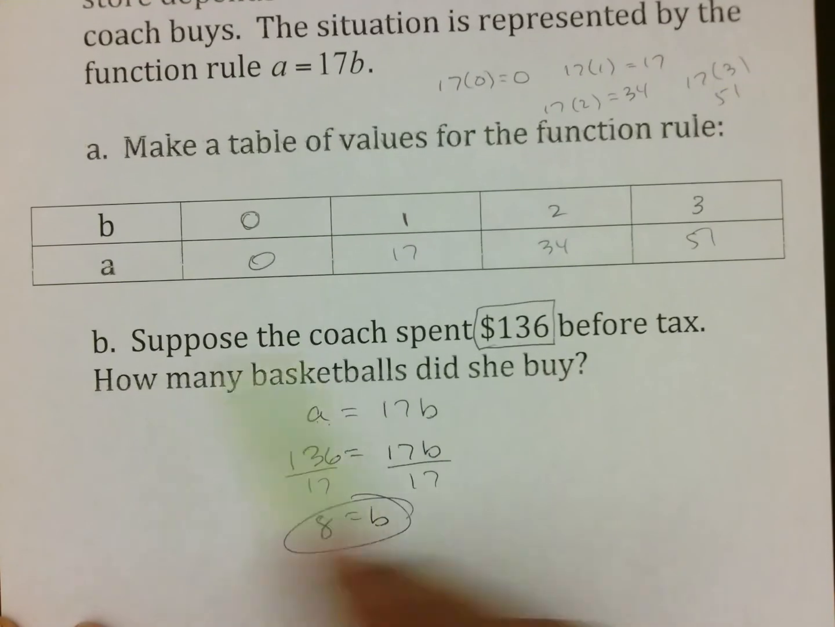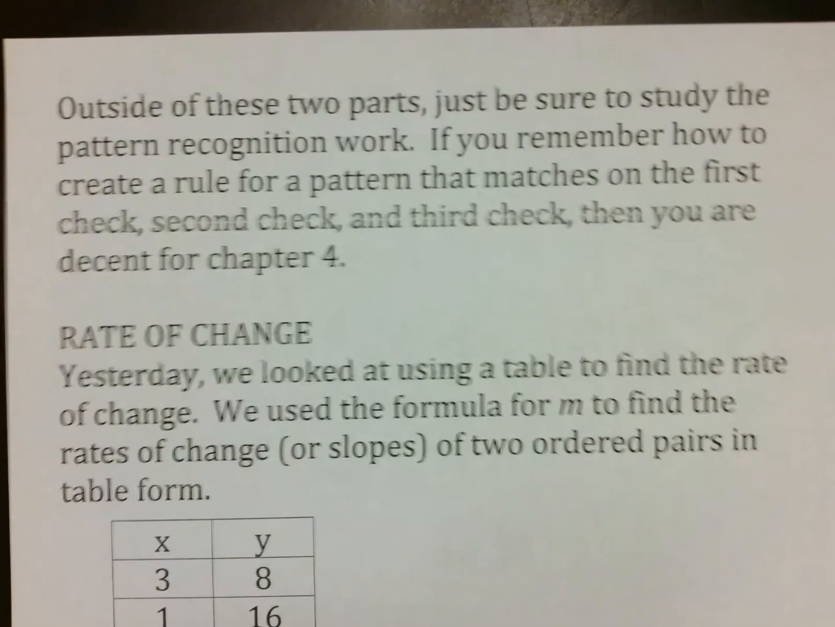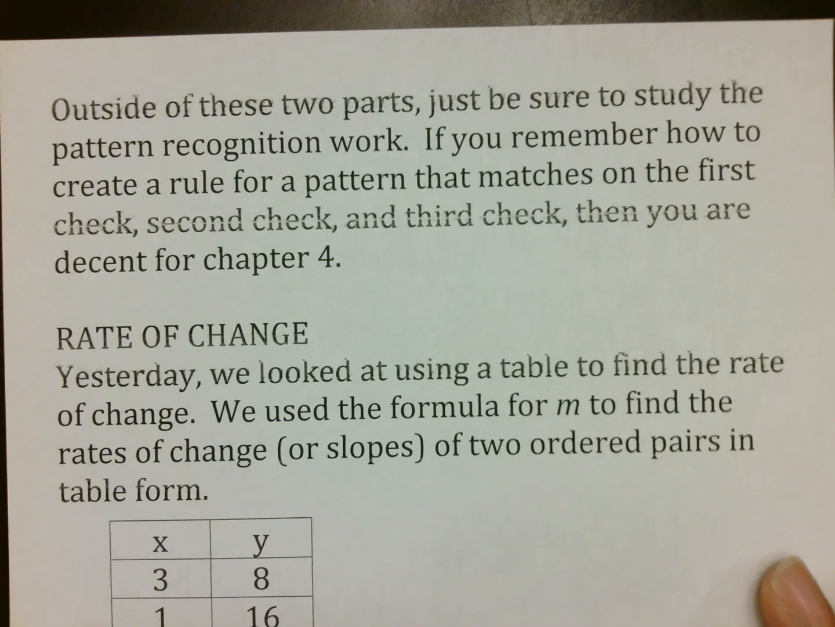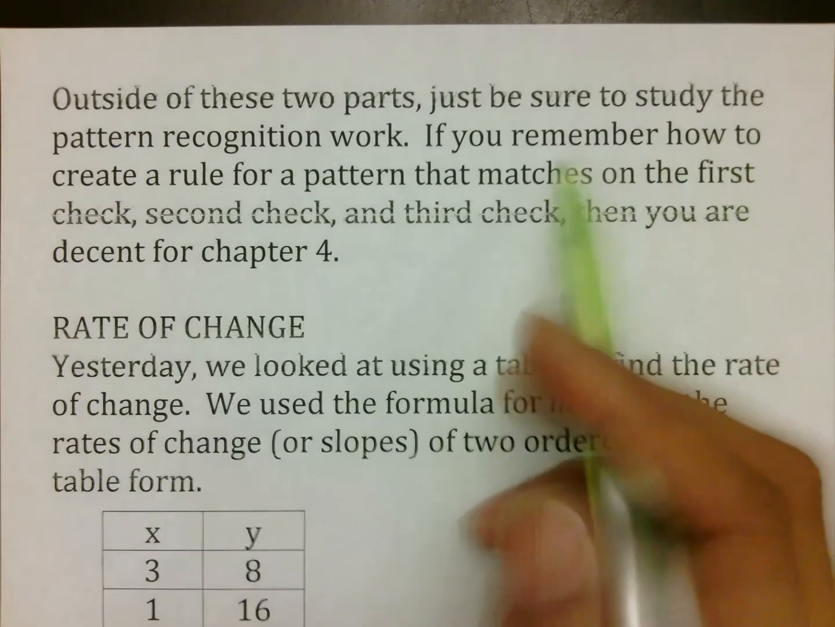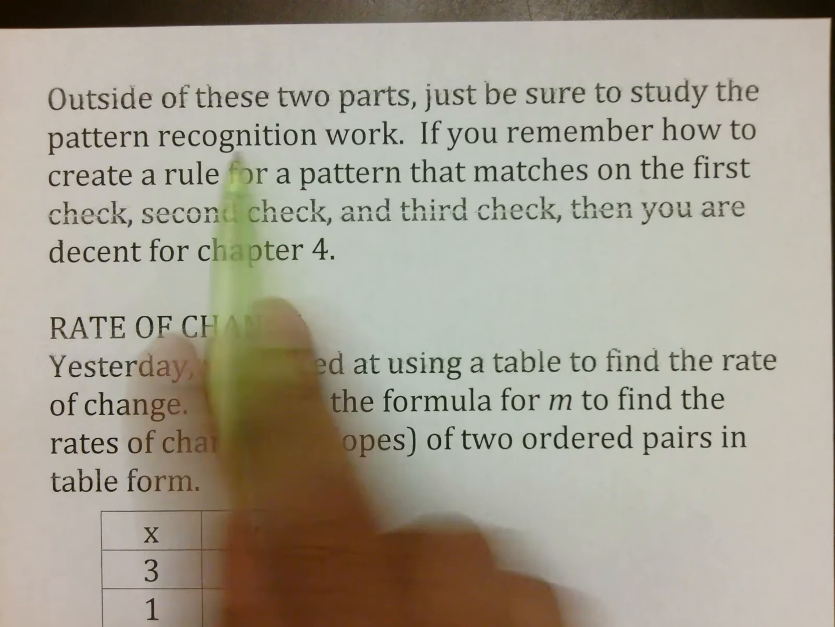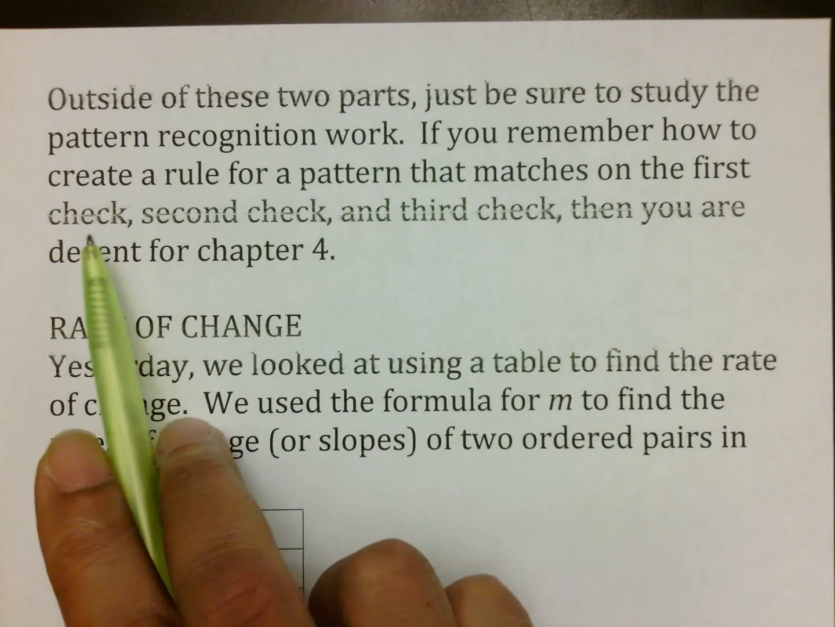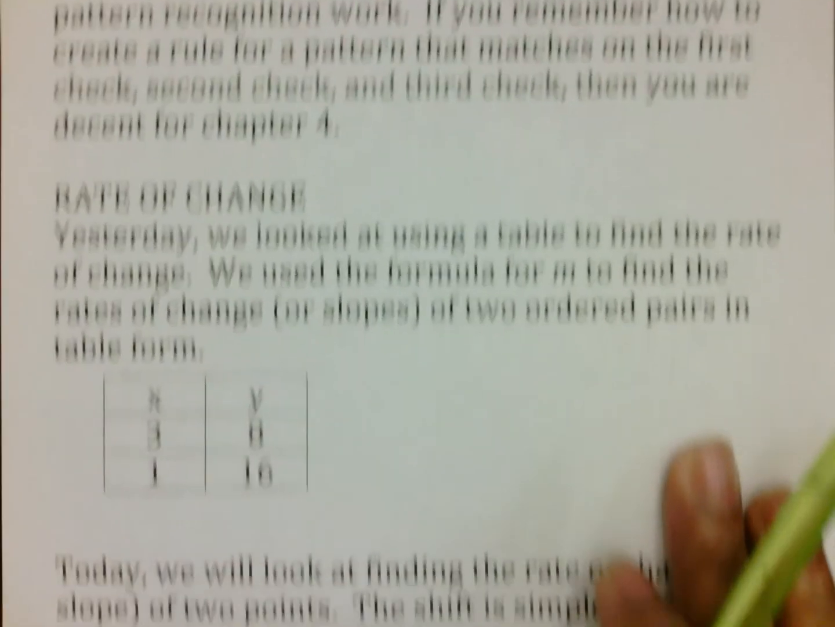And then you've got the part where we're going to say if they spent this much money, how many basketballs did they buy? And you answer that question, and that is it. Again, that is your new information for the assessment tomorrow, along with the stuff that we learned last week. So again, I hope you know how to do your graphs and your patterns and stuff, because that is still on there. Outside of those two parts, just be ready to, as I just said, study the pattern recognition work. If you remember how to create a rule for something that matches on the first check, second check, and third check, then you're decent for this assessment.